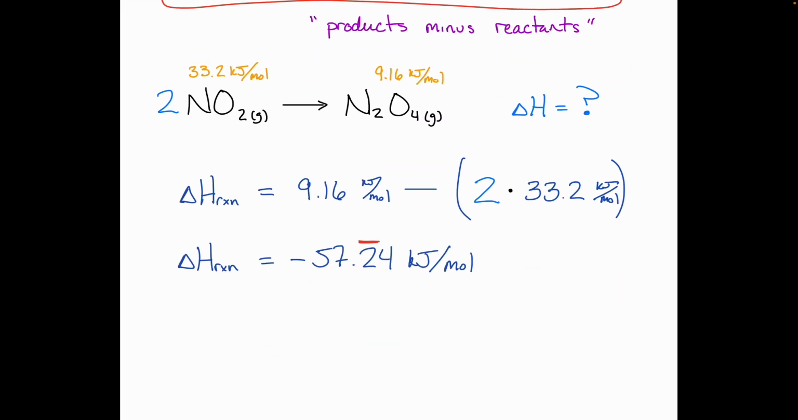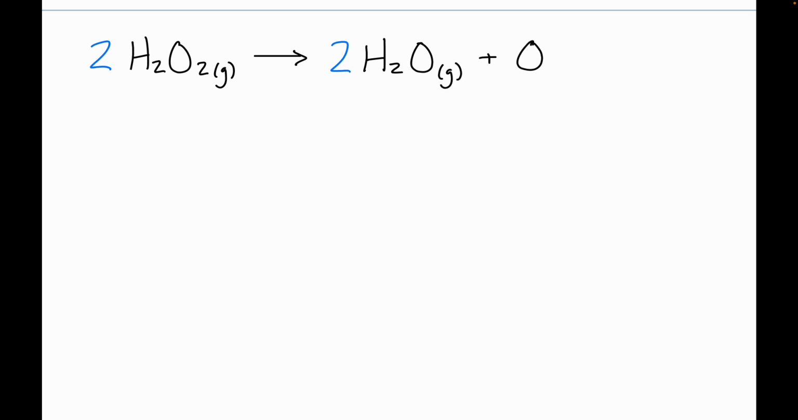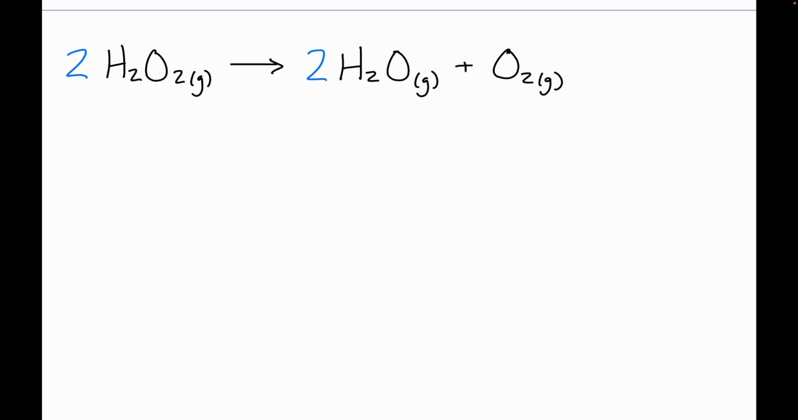We're going to do it the easy way here. I'm going to give you another chemical equation. We're going to take what's called hydrogen peroxide. This will decompose into water and oxygen. And we're going to calculate the delta H of this reaction. And of course we could do it the long way, but we're going to use our equation for this one.